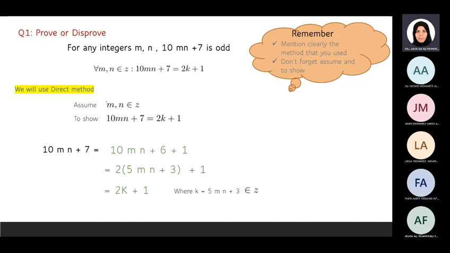Okay, so this is how we go and prove the method directly. Again, I will repeat, you should mention the method very clearly, especially if the question did not say prove it by this method. You have to decide, so you have to write very clearly which method you are using. According to the method, what is your assumption, what is to show, and then from left to right try to find out the result.